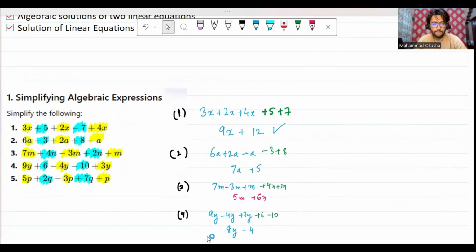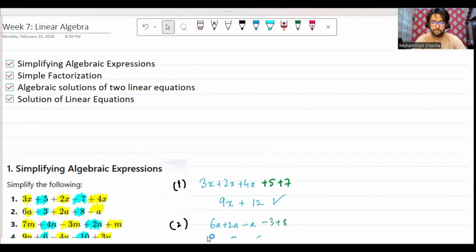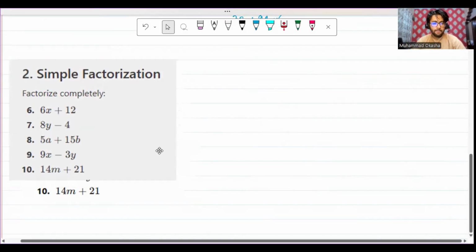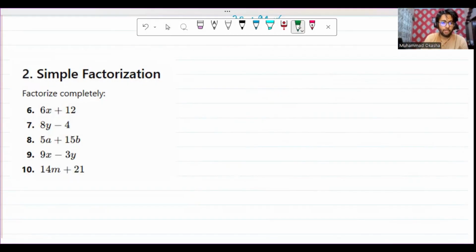Let's take a look at the next one, which is simple factorization. Let's take a look at these. Simple factorization. You have to look for something that's common. So in 6 and 12, I can notice that they're both multiples of 6. 6 ones are 6 and 6 twos are 12. So if I take out 6 as a common factor, I'll be left with 1 inside, and because 6 times 2 is 12, I'll put 2 inside.